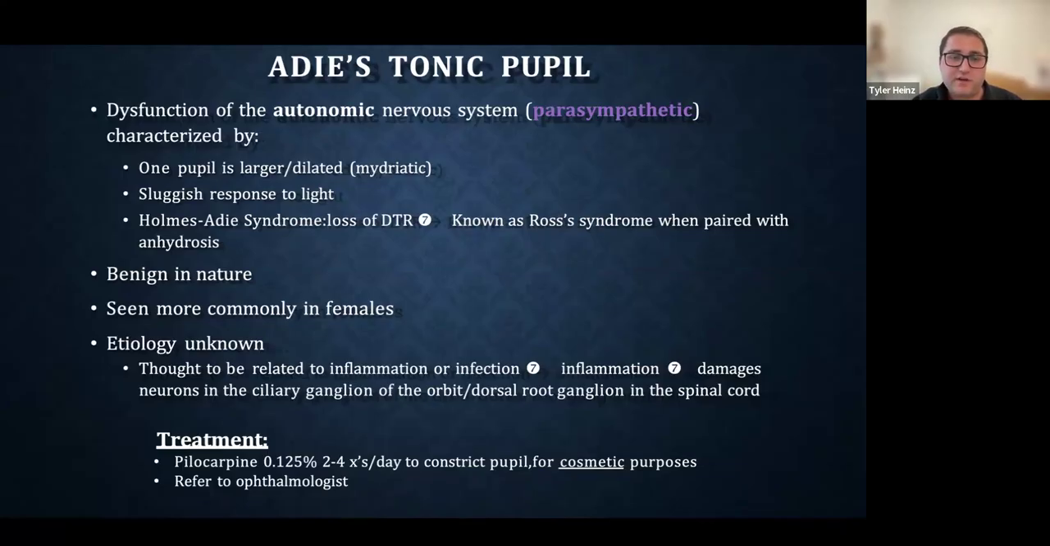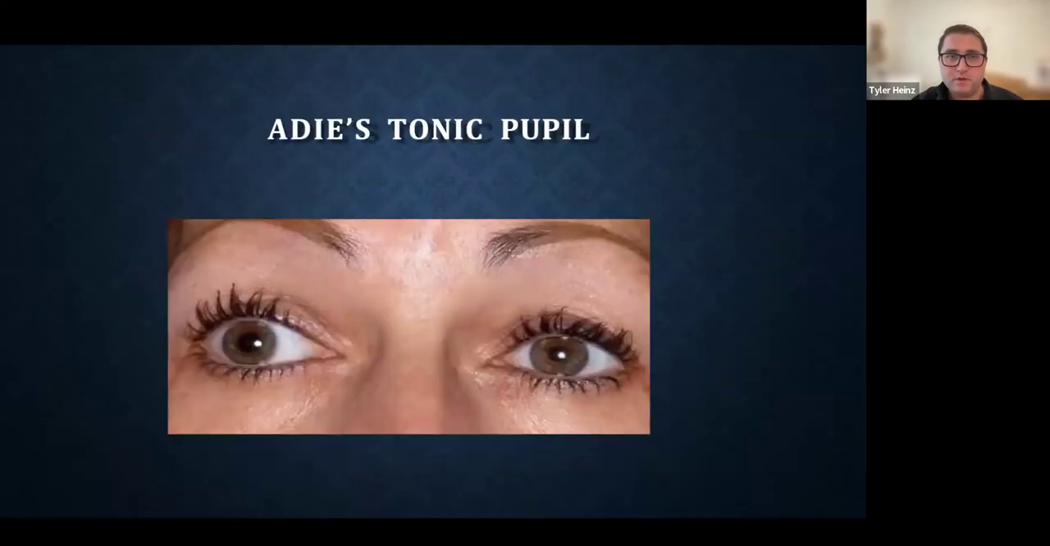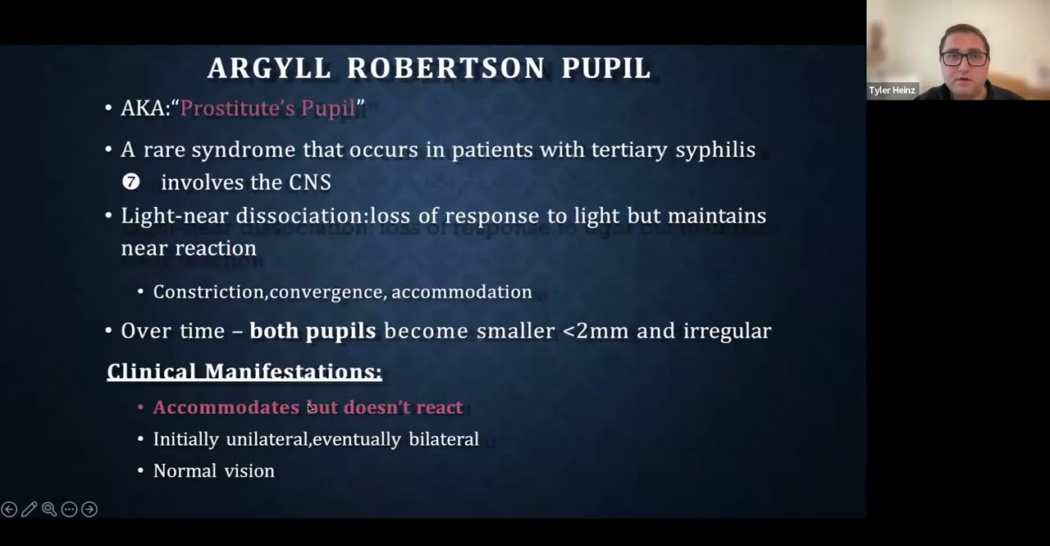We think it's related to an inflammation or infection at some point in life that damages the neurons in the ciliary ganglion, but again, it's a little bit unknown. It's not proven. Treatment for this is pilocarpine, just for cosmetic purposes. Ophthalmology can also investigate a little bit further if you want them to. Again, just seeing the differences here, we're going to have a sluggish pupillary response, and of course, the differences in the pupil sizes.